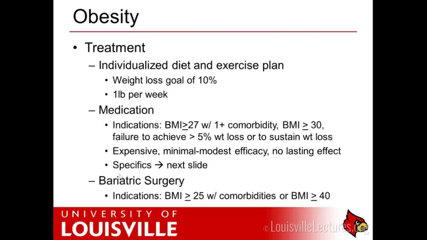The treatment is going to start out with an exercise plan, so you want a goal weight loss of 10% at 1 pound per week. And then you can use medications in specific populations. So if their BMI is more than 27 with a comorbidity or greater than 30. This is different from surgery, where the indication would be a BMI greater than, that should say 35 actually, with comorbidities, or a BMI greater than 40.